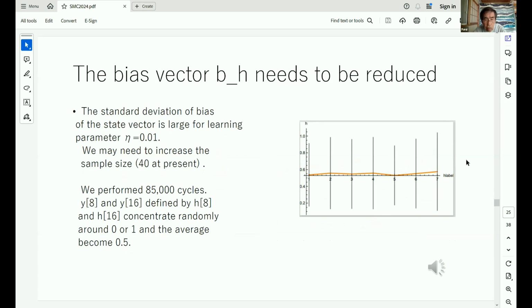So next one, and then the bias vector has a very large standard deviation. So we performed... of course one could deduce this by using large samples, but instead of increasing the samples, we increased the cycles of the calculation, and we calculated 85,000 cycles. And then we found a very large difference from the 10 steps case.